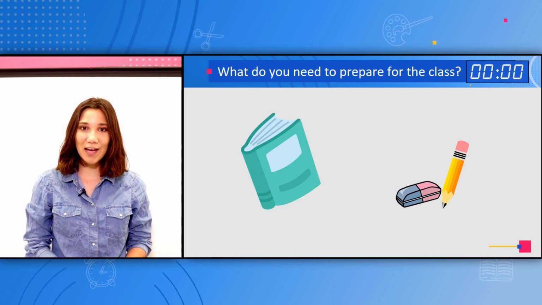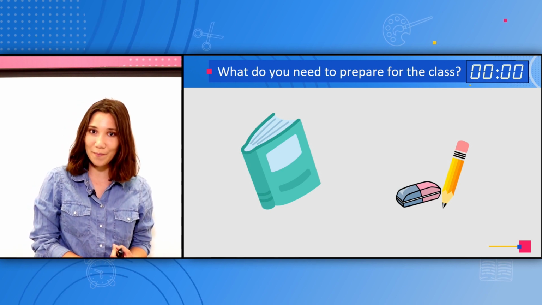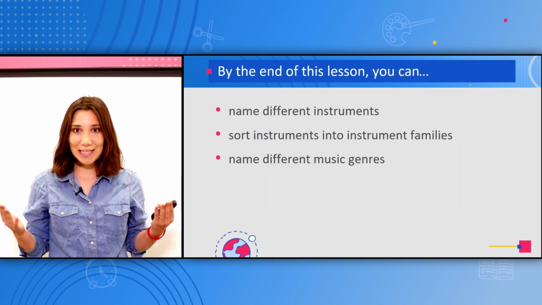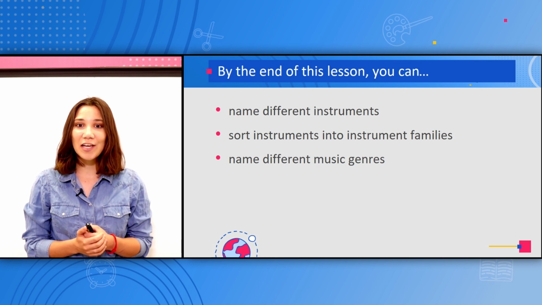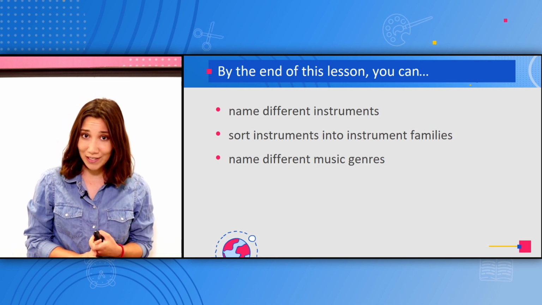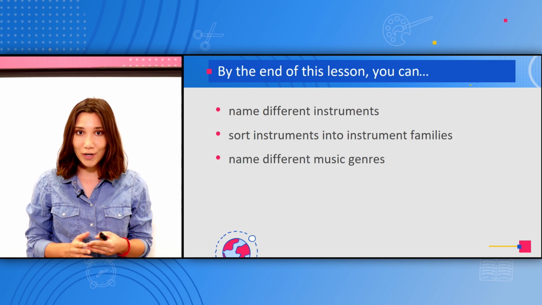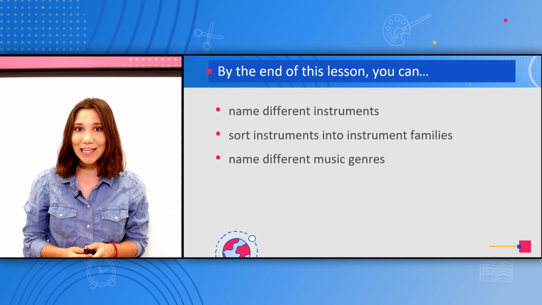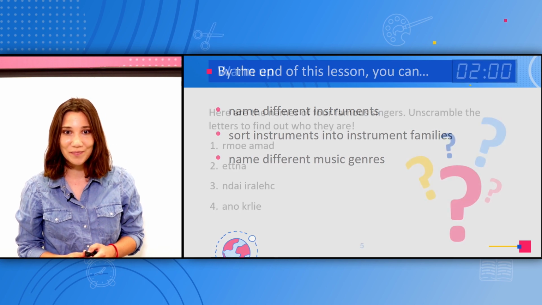Okay, now that you have your English notebook or paper and a pencil, we can start. So, by the end of the lesson today, you can name different instruments, sort instruments into the different instrument families, and name different music genres.